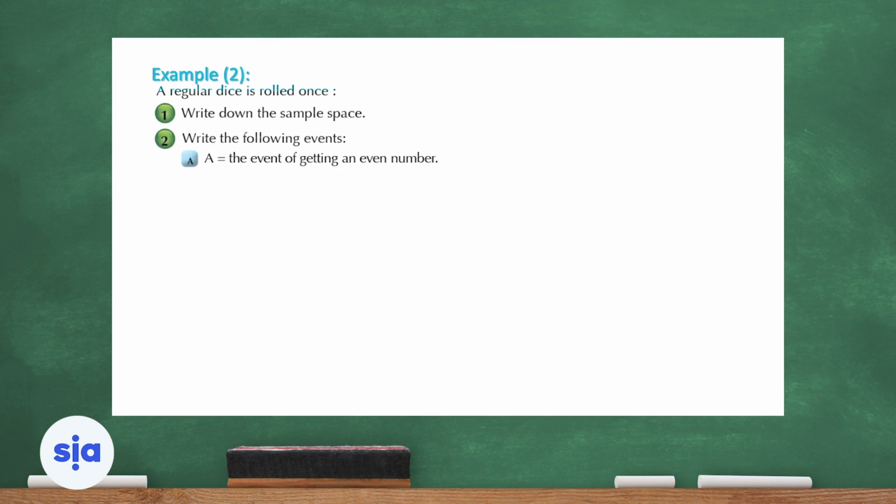A regular dice is rolled once. Write down the sample space. The sample space are the possible outcomes for me. As you know, the possible outcomes are 1, 2, 3, 4, 5, and 6.